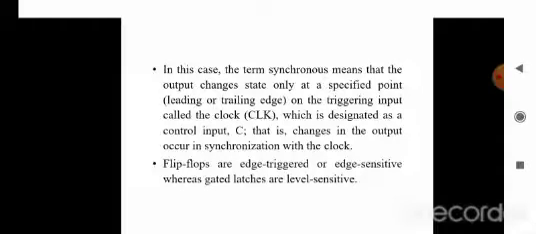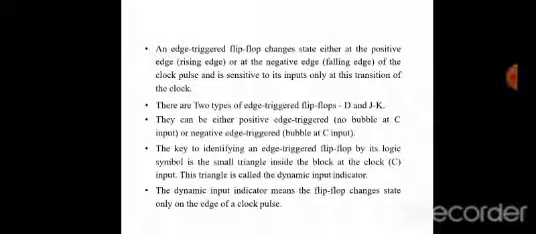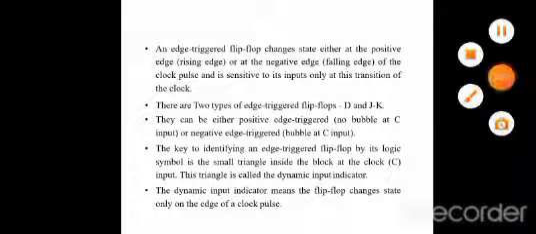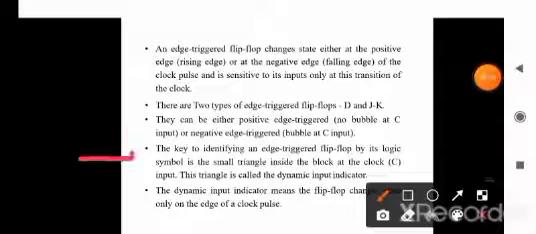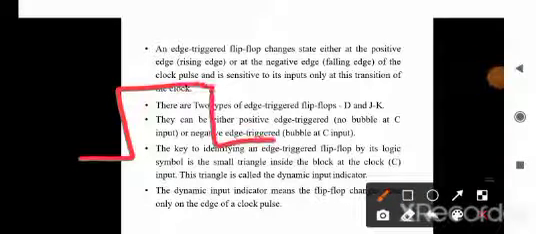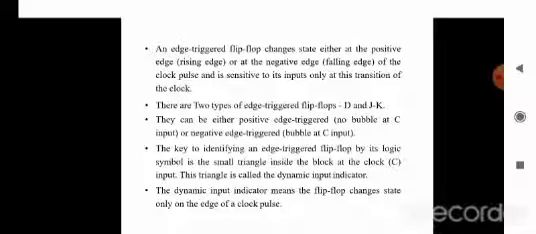An edge triggered flip flop changes the state either at the positive edge or at the negative edge. As I said earlier, an edge triggered flip flop changes the state either at the positive edge, that is the rising edge, or at the falling edge of the clock pulse, and is sensitive to its inputs only at this transition of the clock.